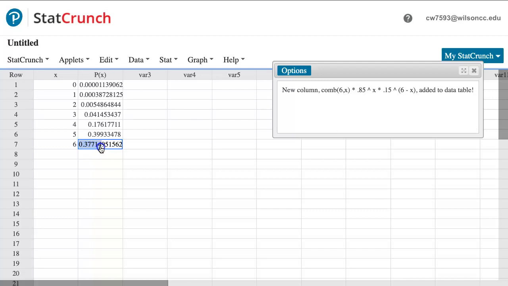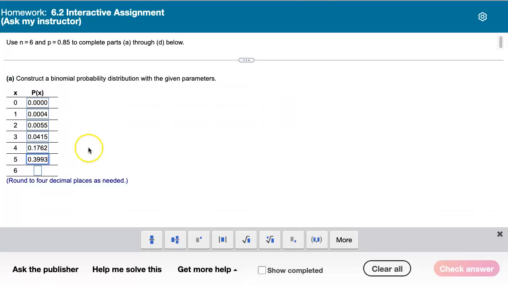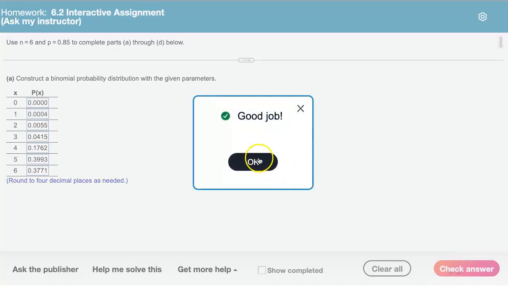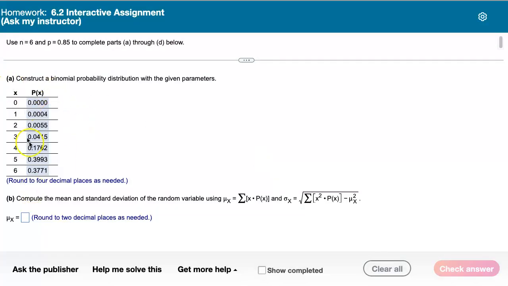I always like to grab at least one more digit than what's being asked for, just so that when I come back here, I can then round. Oh, actually, it ended up taking the whole thing. But anyway, I need to round to 4 places behind the decimal. And now I have that binomial probability distribution.